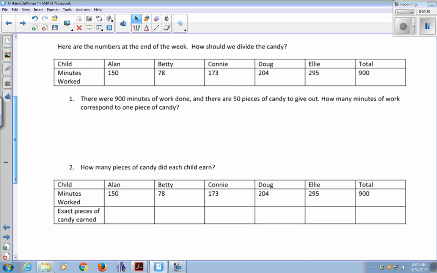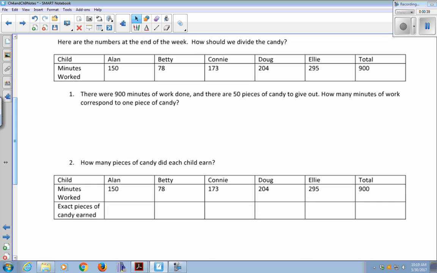So here are the numbers at the end of the week. Kids kept track of all the chores they did. Alan spent 150 minutes on chores, Betty 78 minutes, Connie 173, etc. Okay. So there were 900 total minutes of work done by the 5 children combined, and there are 50 pieces of candy to give out. So we want to figure out how many minutes of work correspond to 1 piece of candy.